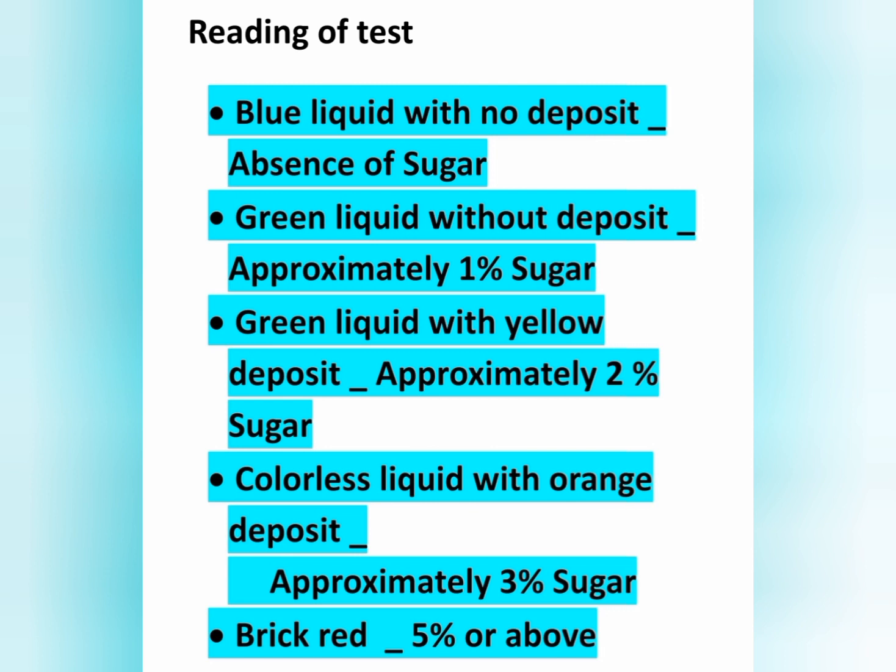So reading of the test tube: blue liquid with no deposit means absence of sugar, green liquid without deposit means approximately 1% of sugar, then green liquid with yellow deposit means approximately 2% of sugar, and colorless liquid with orange deposit means approximately 3% of sugar. And brick red means it is 5% of sugar. So green liquid with yellow deposit, colorless liquid with orange deposit, and brick red all indicate presence of sugar, and blue liquid means there is no sugar.